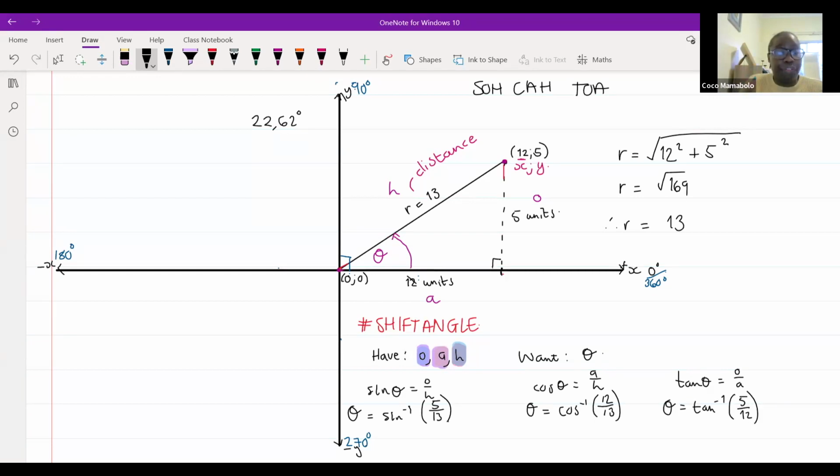Now, you'll find most likely that it doesn't matter which one of these three you use. If you punch in sine, cos, or tan, you're going to end up with the same answer for all three. So I'm going to use the shift sine one. Arc sine of 5 over 13 is equal to 22.62. Therefore, our angle is equal to 22.62 degrees. Don't forget the degrees because we are measuring an angle.